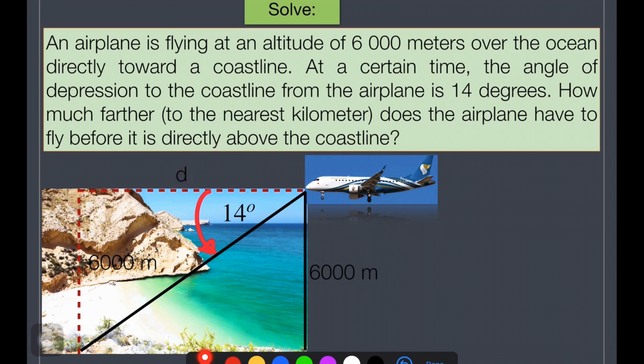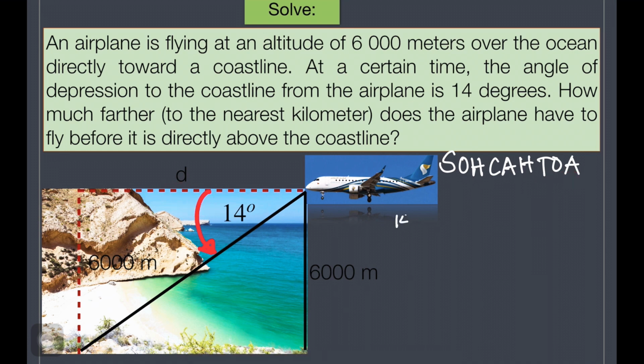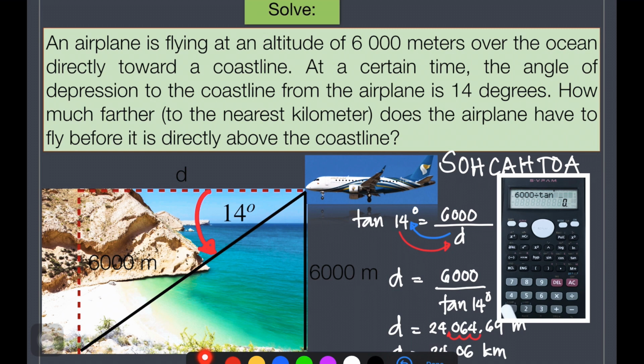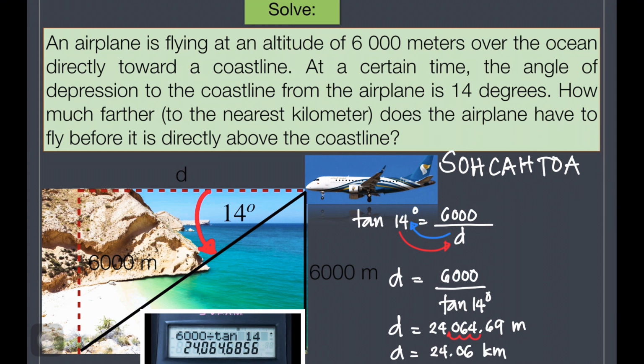In this case, we have to recall SOH-CAH-TOA. Remember, with respect to 14 degrees, what do you think this is? This is tangent. It is opposite over adjacent. So take a look at that. That is tangent 14 degrees equals 6,000 over d. So that's the tangent function. Just interchange them. There you go. Make use of the calculator. 6,000 divided by tangent 14 is 24,064.69 meters. Since it's in kilometers, then move the decimal to the left. So we have here 24.06 kilometers.